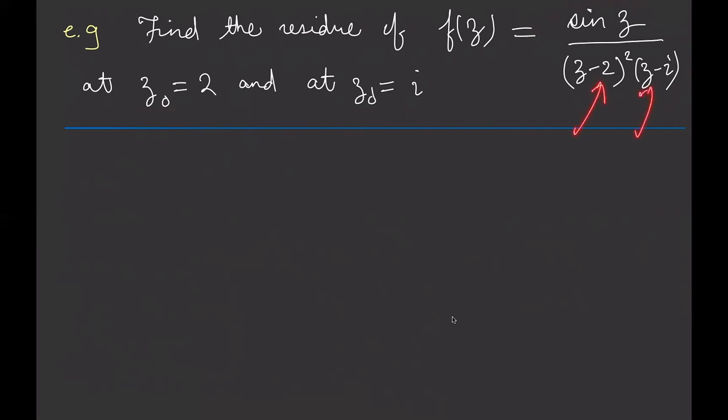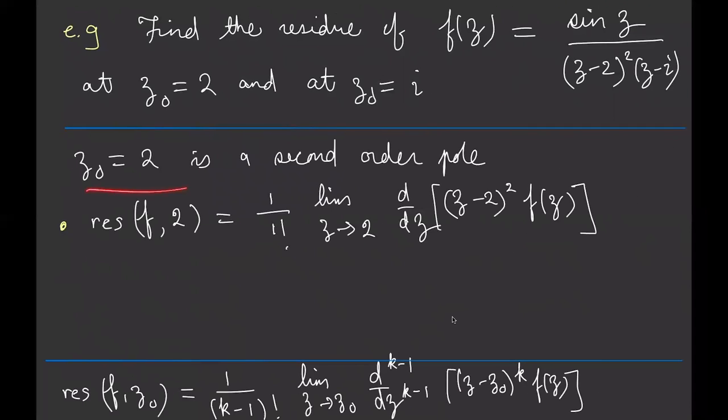Well, these are the poles. You can see that those are the poles that are available. Okay, so let's look at z0 equals 2. You can see that that's a second order pole, because you have to multiply by (z minus 2) squared to eliminate this, to get rid of this. So that's a second order pole.